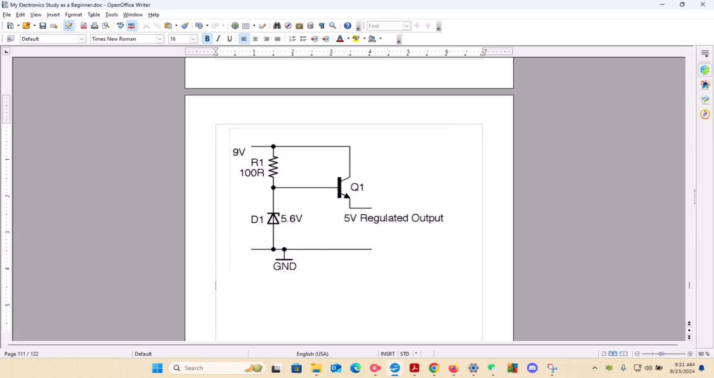That's regulated output. And if it's going in, it's going to go through the diode, and that will actually control the flow of the current. And at the end of that node, it will go directly to ground.